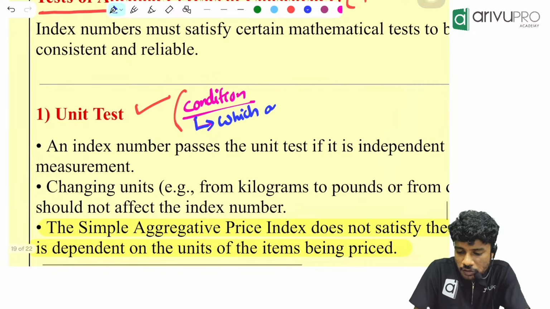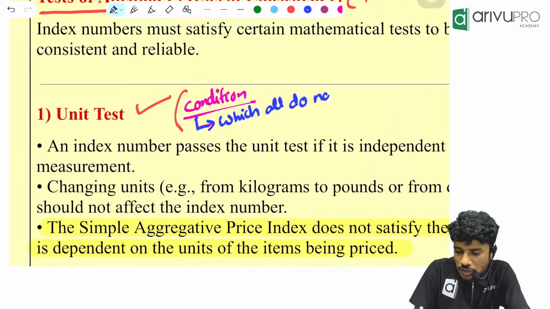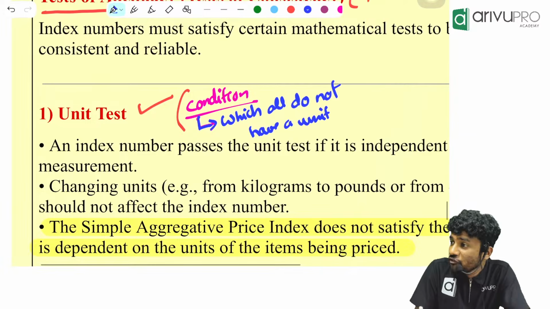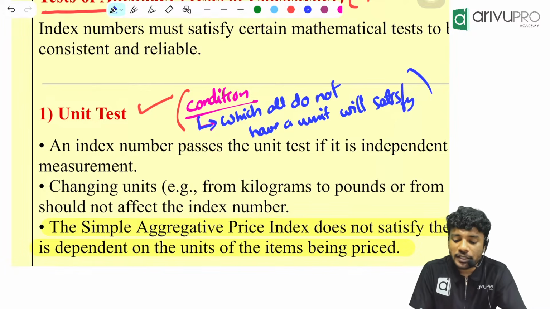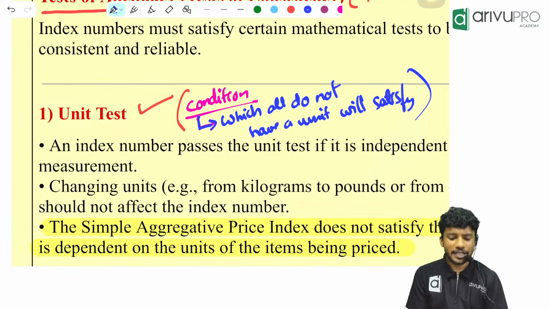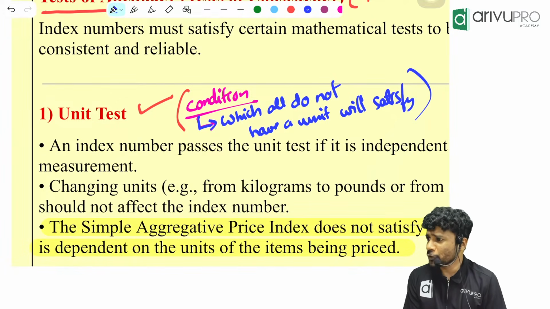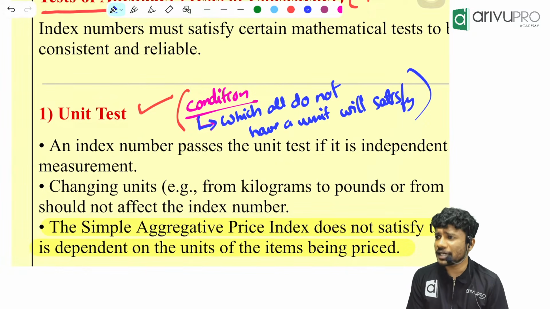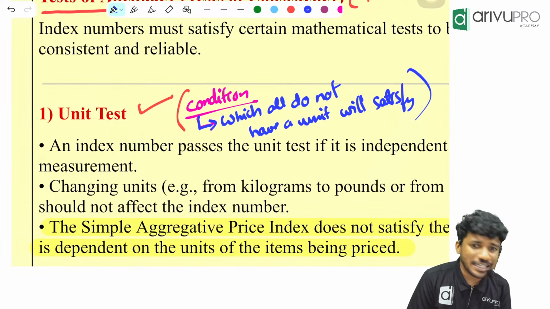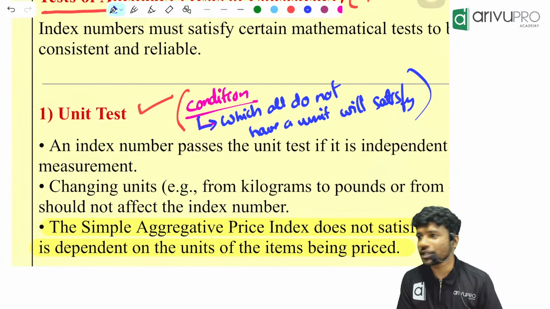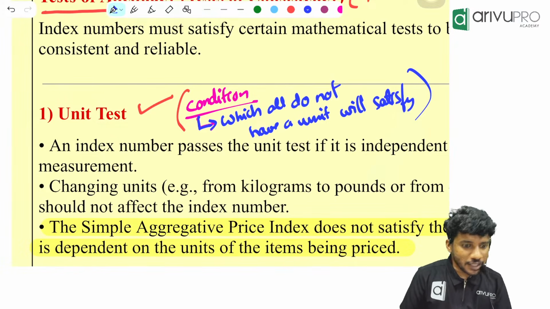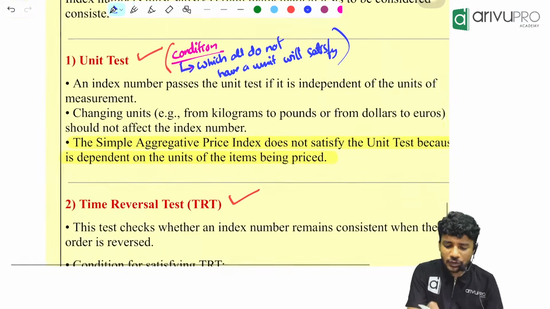Which all do not have a unit will what? Will satisfy unit test. That is the meaning of unit test. Now, SAPI, that is Simple Aggregative Price Index, has what? A unit. So, will it satisfy it? It will not satisfy it. All the other people will what? Satisfy it. Clear? Then, coming to the next one.